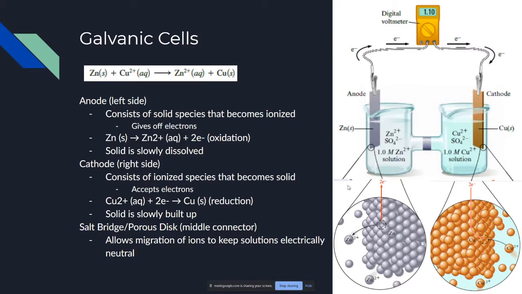What you just need to know about this, usually not too much more, is that it keeps the charges balanced, so they don't have a buildup of charge, and it does this through a migration of ions, so that you're not getting a bunch of positive charge here and a bunch of negative charge here or something like that. So those are the components of a galvanic cell.